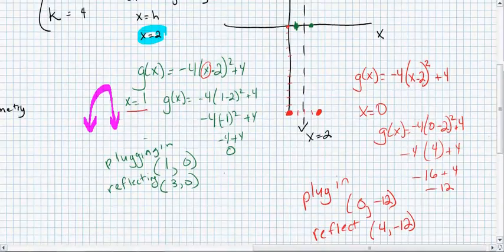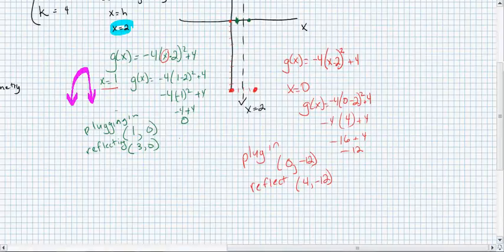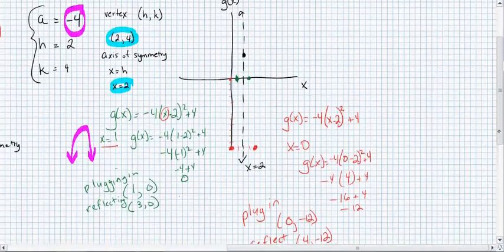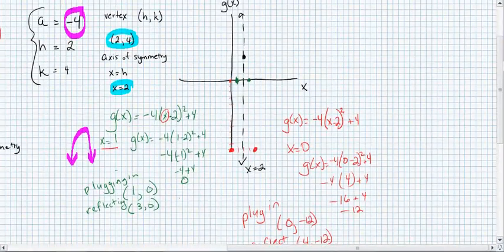Now let's go ahead and connect these. Zoom out again. And let's connect them in black. Kind of a messy parabola I've got going here.